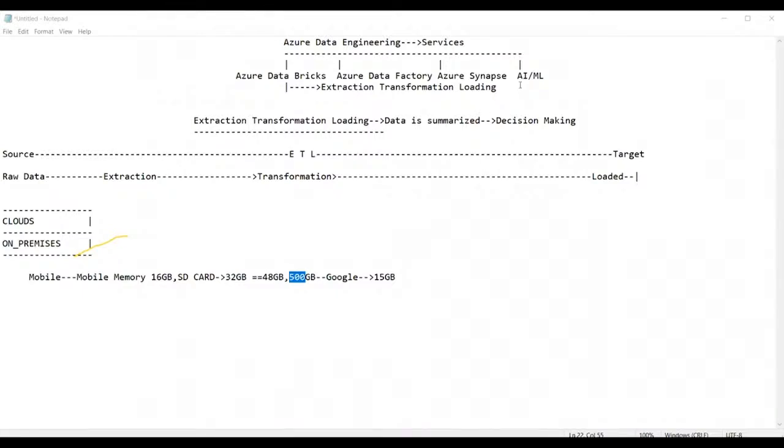My question is that my mobile memory already has 16 GB memory. And I have installed an SD card, and it has 32 GB memory. Totally, both the memories amount to 48 GB. But I have some more 500 GB of data to be stored. So for that, I took the support of Google Drive. And Google Drive is providing only 15 GB memory. What is the alternative for me now?